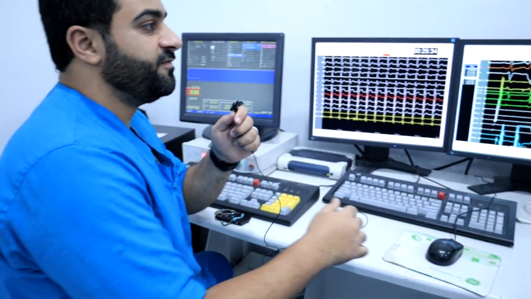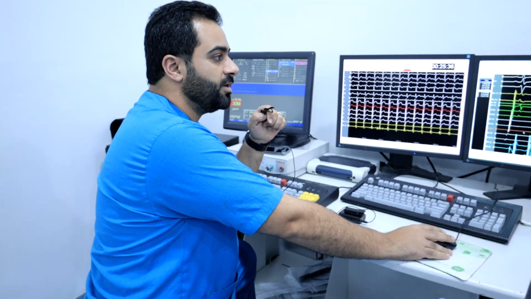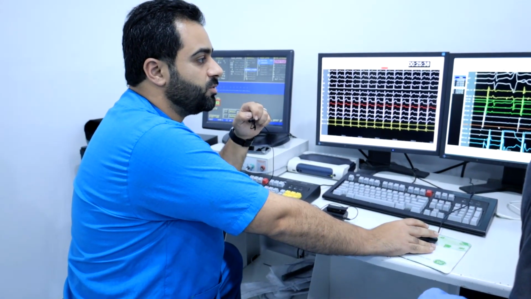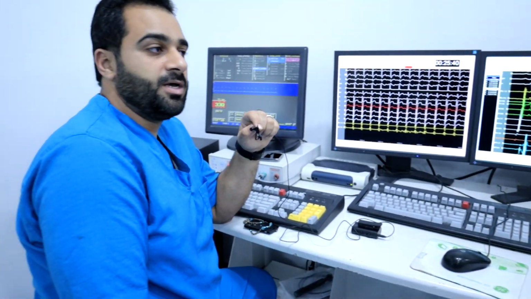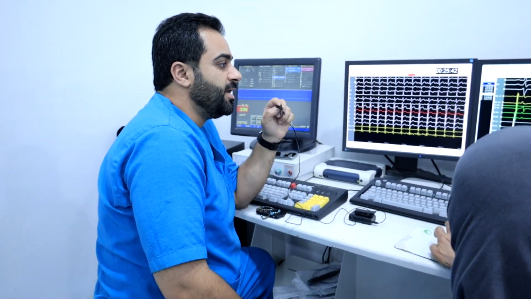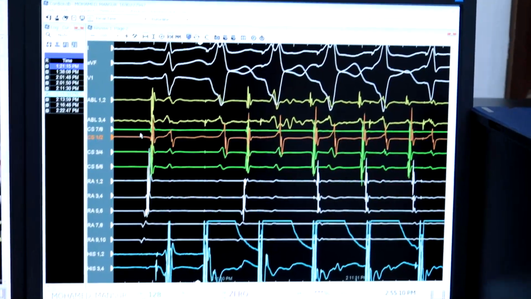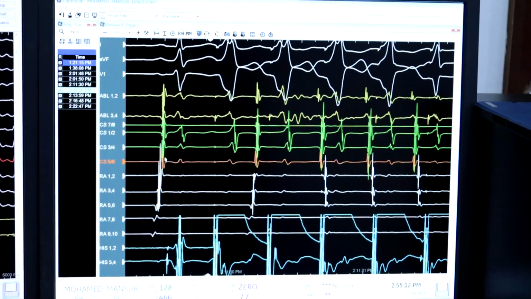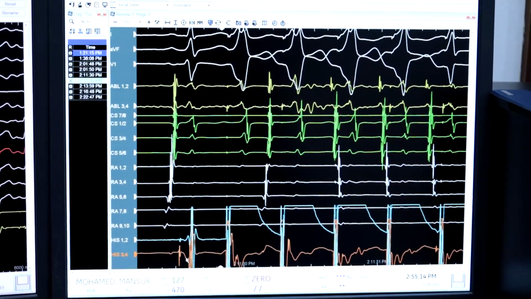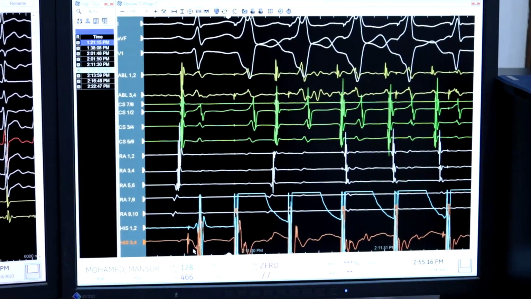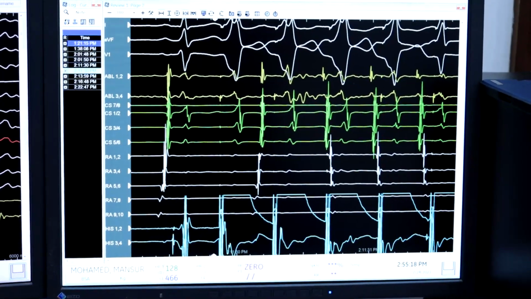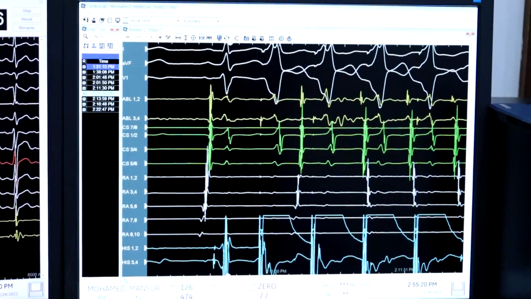At the beginning we have two decapolar catheters. One was placed in the high right atrium, the white channels. Another decapolar catheter, the green one, was placed inside the CS, and we have a quadripolar catheter in the His region and the RV.